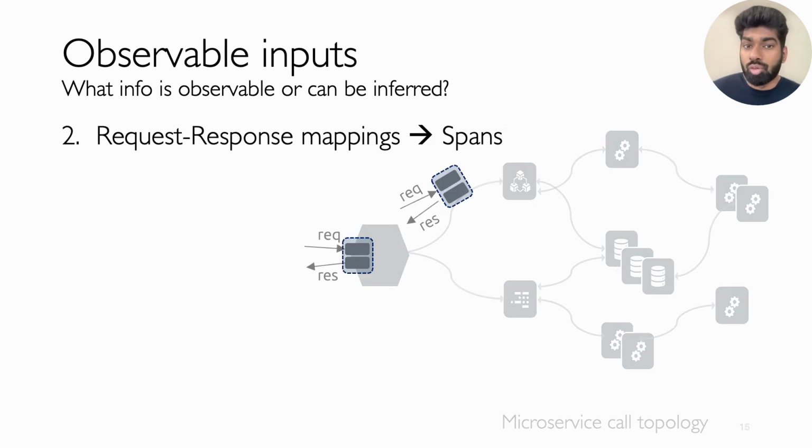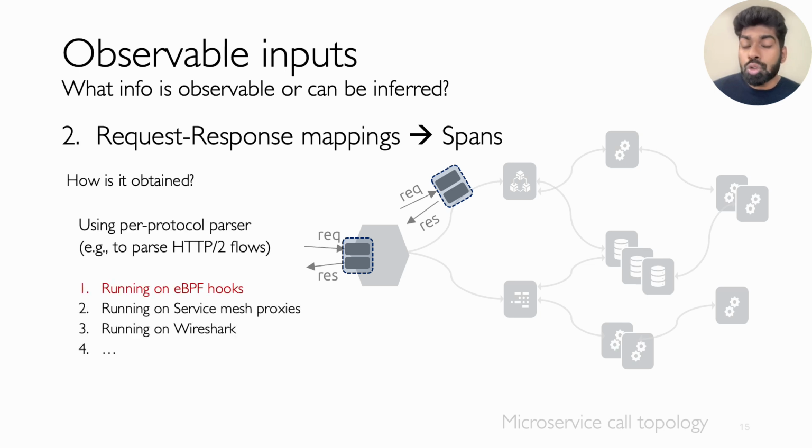Next, we also infer the request to response mappings. Recall that a span is comprised of a request and its associated response. When we say that we're working with spans, this is because the mapping of a request to its response is inherently known if the protocol used by the request is known. So for example, for a HTTP2 flow, a protocol parser knows that the requests and the responses within a single HTTP2 stream are associated in FCFS order.